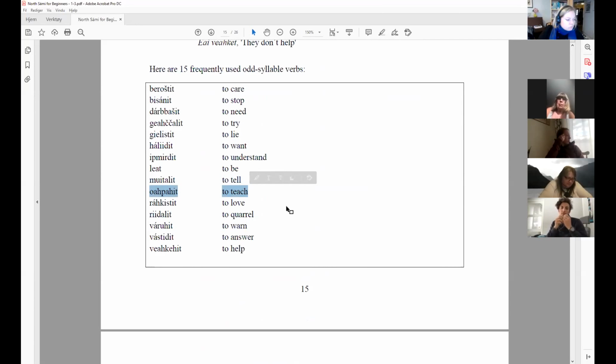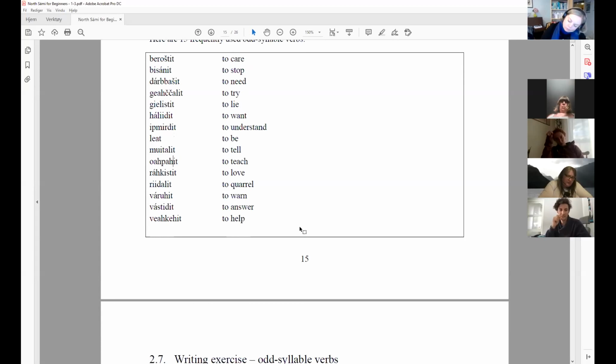And what about this oahpahit, to teach? I teach and I don't teach. In oahpat. Exactly, in oahpat. You take away the it, and then the h is in the end, but h is not so easy to say in the end, so you make it a t. So if you want to say I teach and I don't teach, if you put those against each other, how do you say I teach? Do you remember that? Oahpahit, if you say it in a positive way, I teach. Mun oahpahan. Perfect. And then I don't teach. In oahpah. Yeah, and what about the h? What does it become? T. Yeah, exactly. Mon in oahpat. Perfect. Thank you very much.